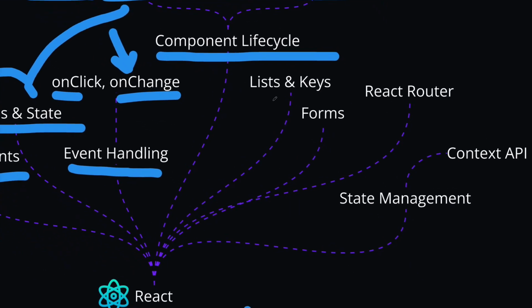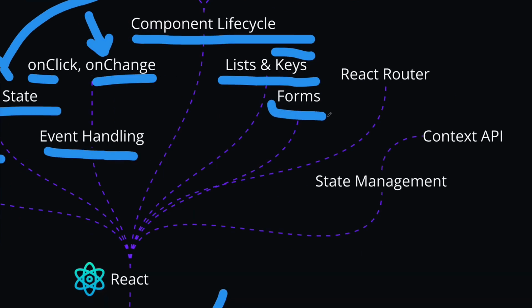Another common topic in React is using lists and keys. So whenever you're listing similar components on the screen, let's say an image gallery, you will need to set unique keys for all of these gallery items so that React knows how to update these properly.